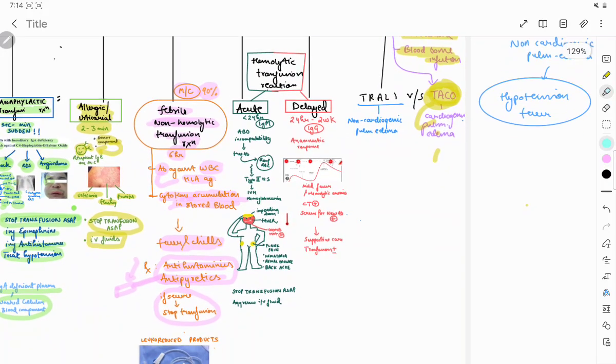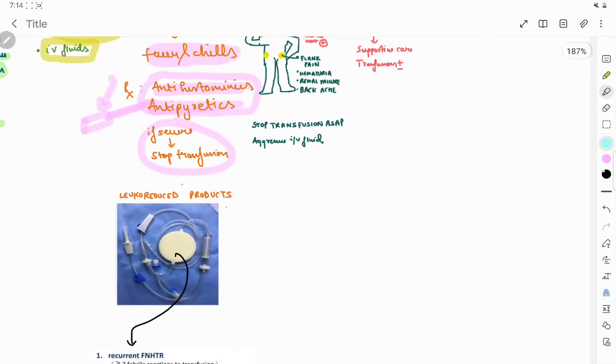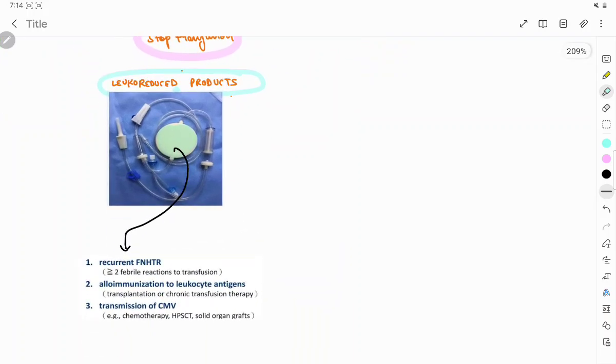So we studied about 3 reactions and how they are going to present. One more thing we need to know is the prevention of this febrile non-hemolytic transfusion reaction, in which we are helped by this leukoreduced filter. Now this leukoreduced filter actually has a filter, you see, this is the filter, and what it does is it filters the blood, and this filtering reduces the febrile non-hemolytic transfusion reaction. It also decreases the alloimmunization to the leukocyte antigen. One very important thing we need to know is it is going to decrease the transmission of CMV in patients receiving solid organ grafts, chemotherapy.